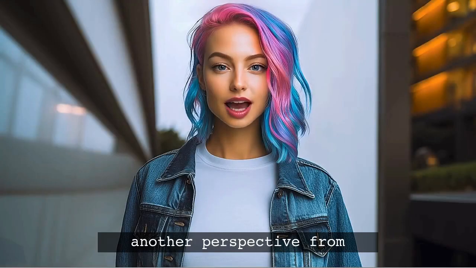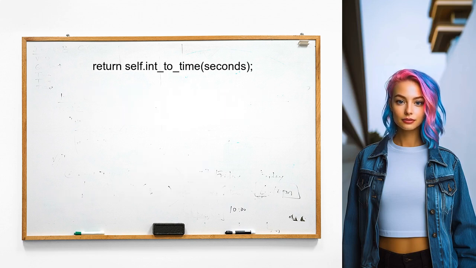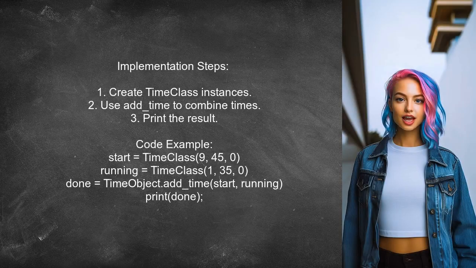Let's check out another perspective from a different user. In this alternative solution, the user suggests defining all methods within the class. They create a Time class that includes methods for converting time to seconds, converting seconds back to time, and adding 2 time objects together. They emphasize using the self keyword to call methods within the class. The user also demonstrates how to create instances of the Time class and add 2 time objects together, ensuring the correct output is printed. This approach resolves the original error by properly structuring the code.